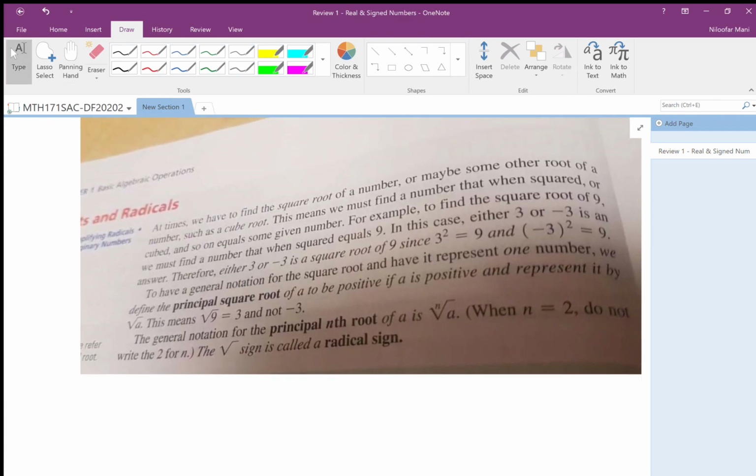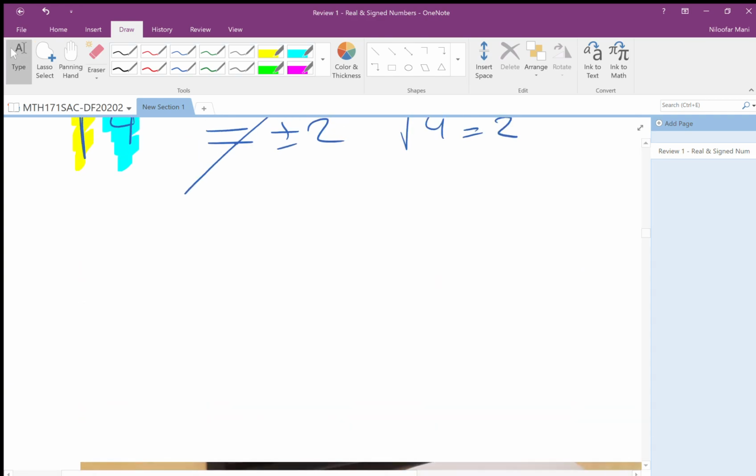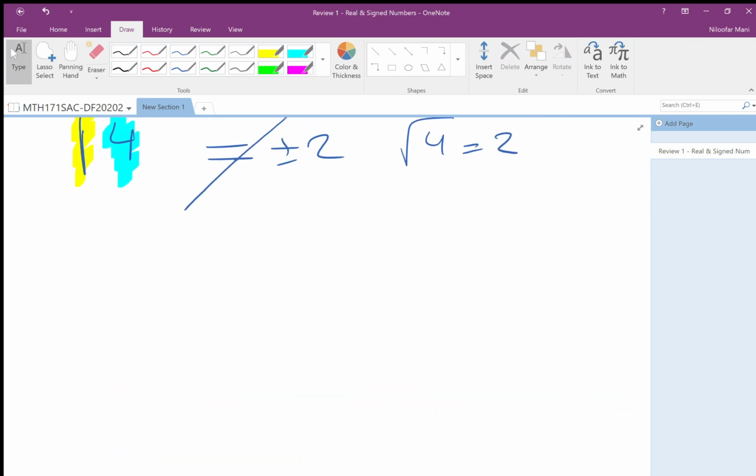I see this mistake many times. I see even teachers make this mistake. And I accept it. I don't argue, and I give you full mark if you do. So radical 4 is plus minus 2. But I want to explain this here.